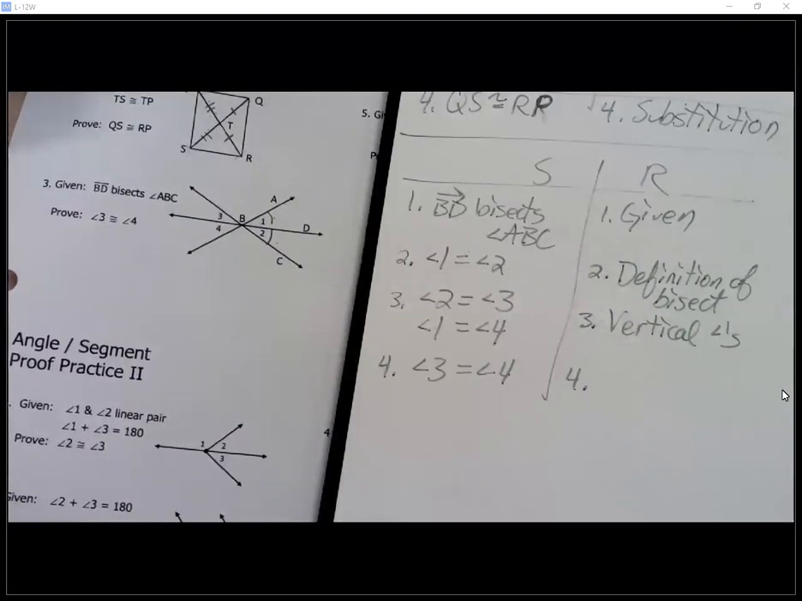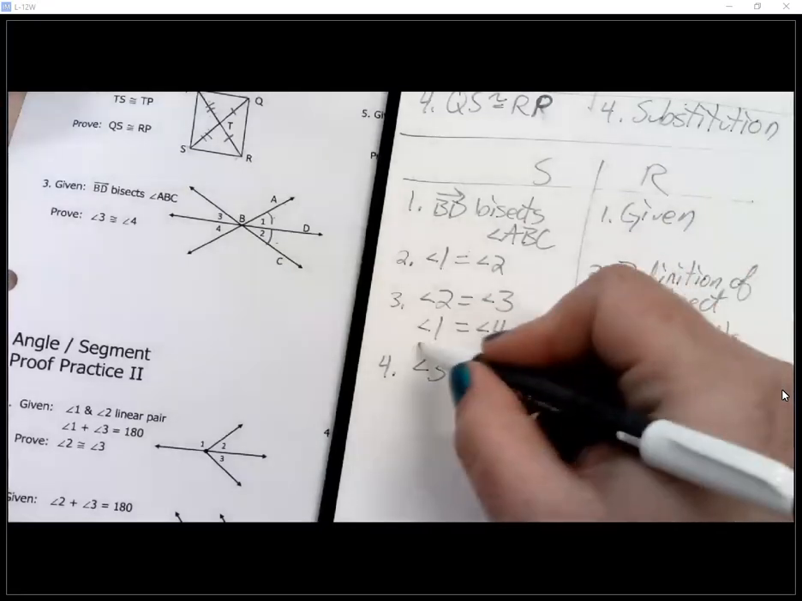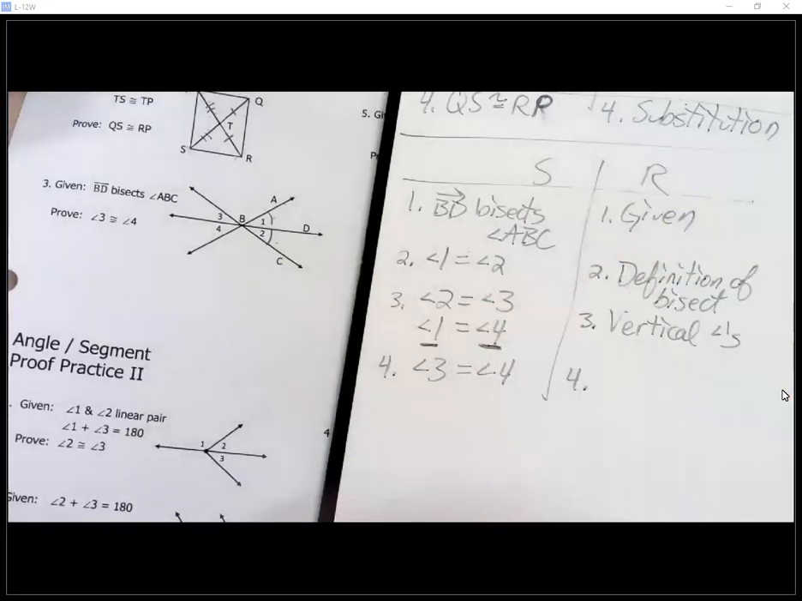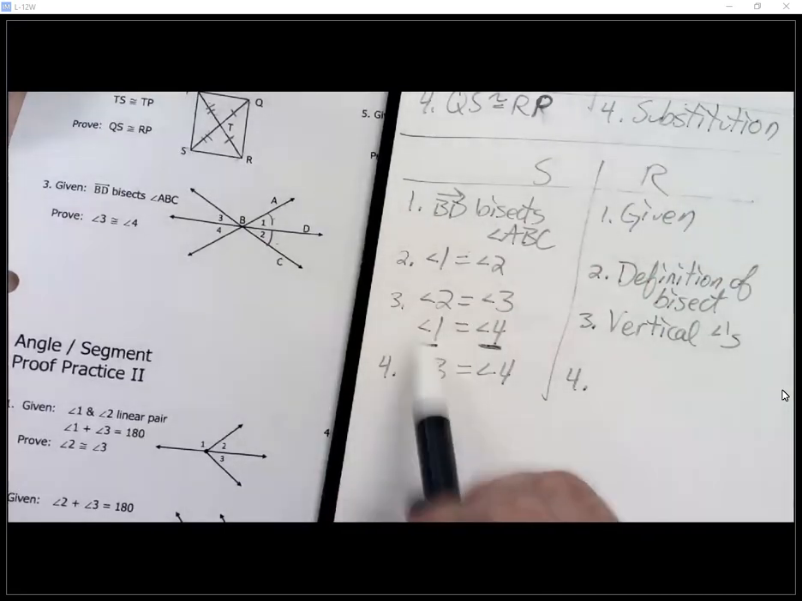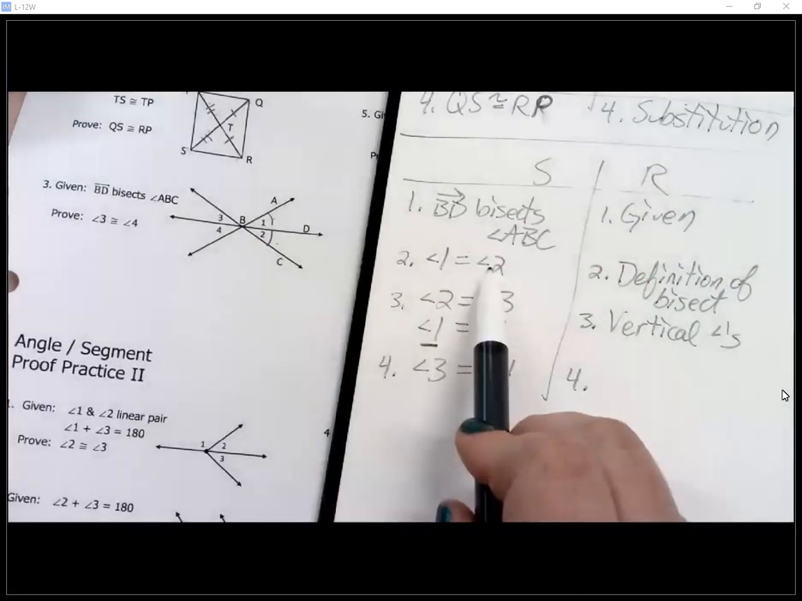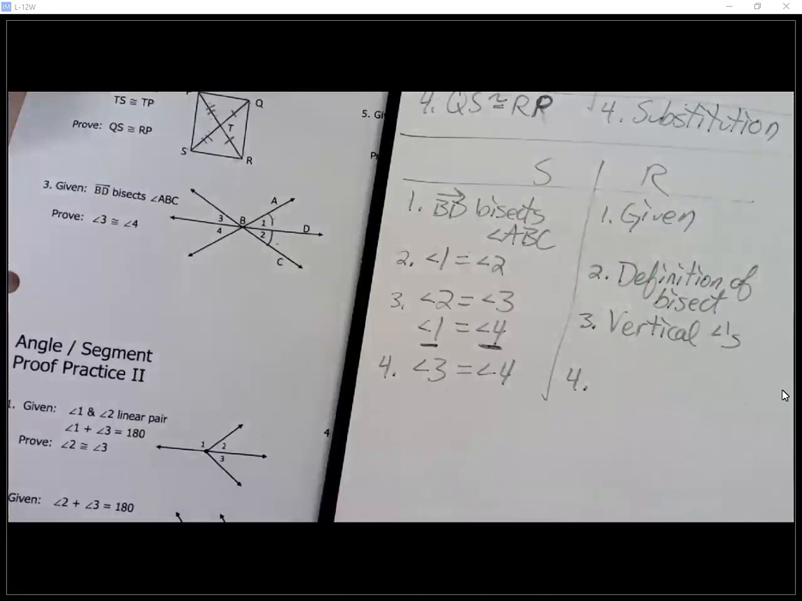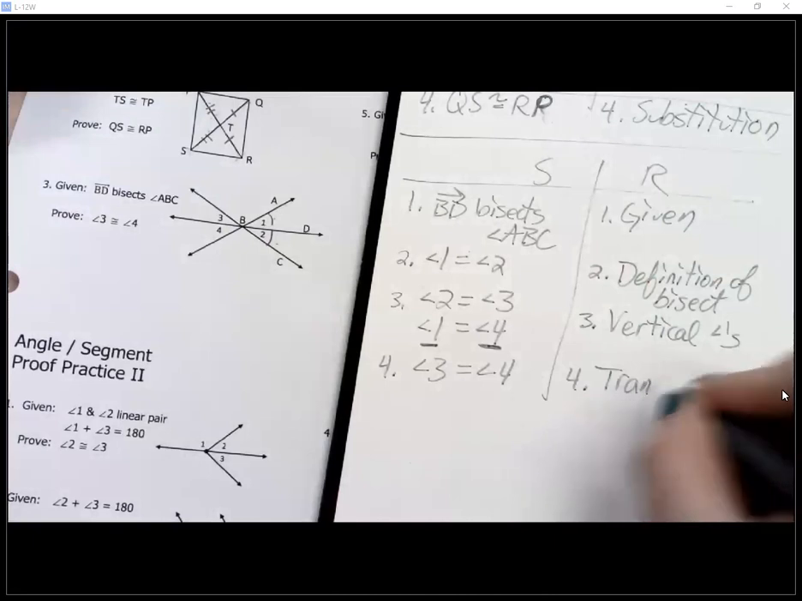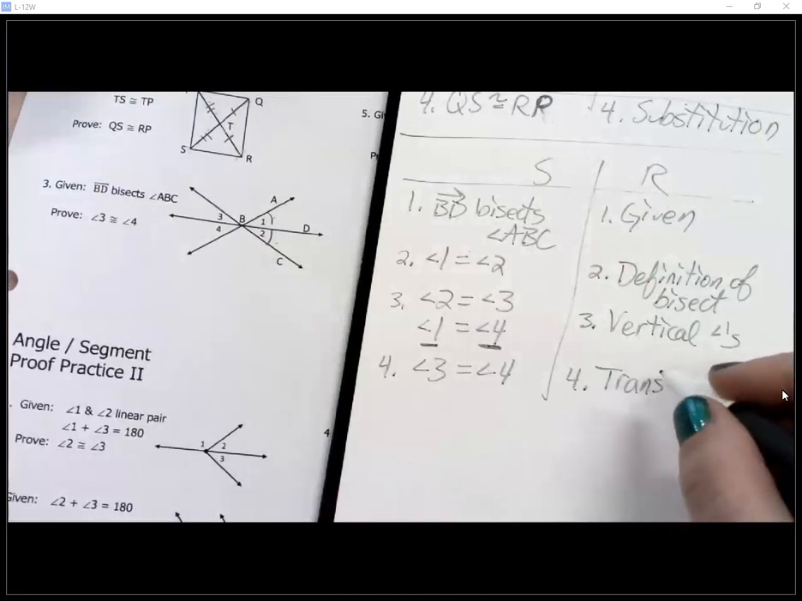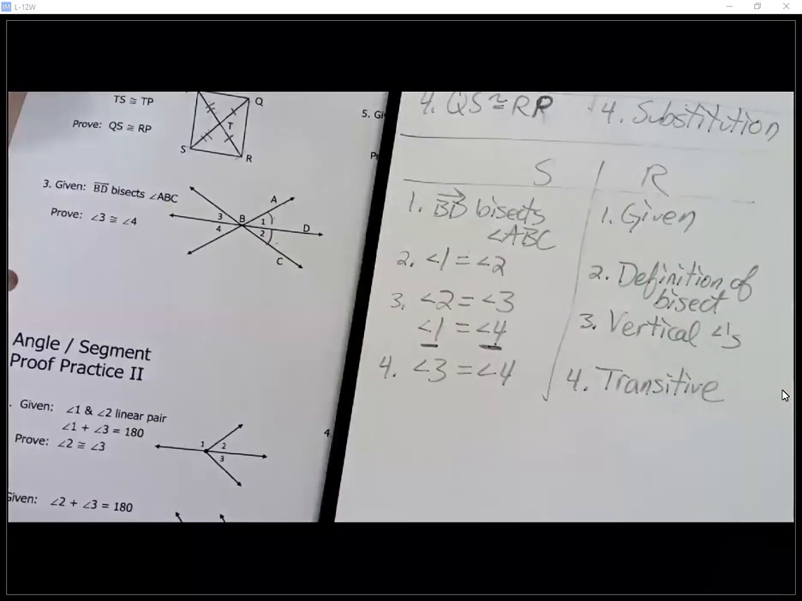Check this out. See this line right here that says 1 is equal to 4? Instead of writing 1, I could have written 2. And then instead of writing 2, I could have written 3. And that's exactly what I did. See how I substituted twice? I did two of them in one step. That's transitive. If you had put substitution for this, it is substitution, you just did it twice. So if it's more than once, we just go with transitive. You could have proved this without vertical angles, but you would have just proved vertical angles in it anyway, and it would have made it like 10 more steps. So might as well just cut right to the chase.